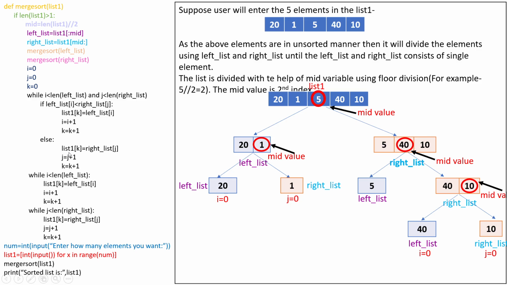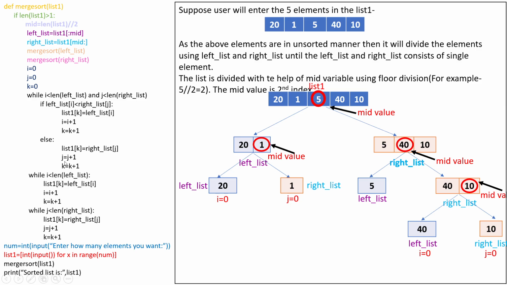Else, what? List1 of k means list1 of 0. The 0 position will be replaced by the right list element. What is my right list element? Right list of j. j is what? 0. Right list of j contains 10. So at k's 0th index, 10 will be placed.